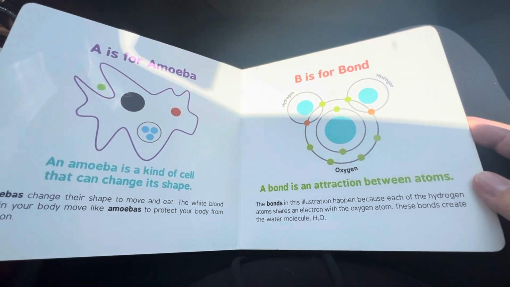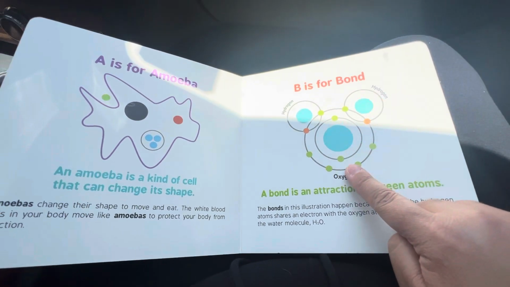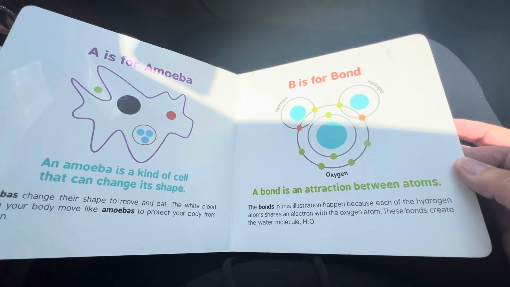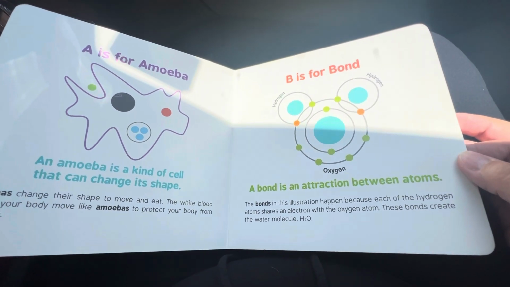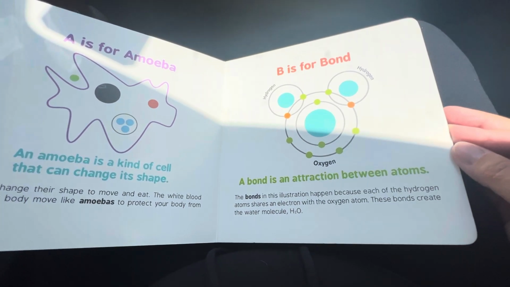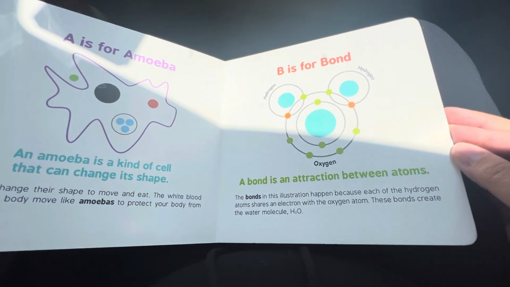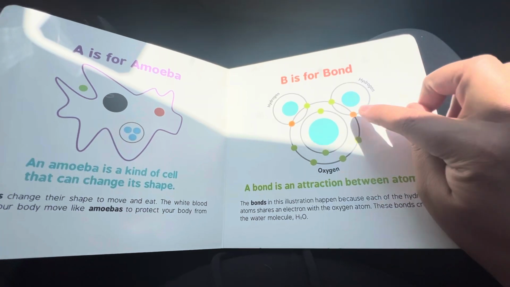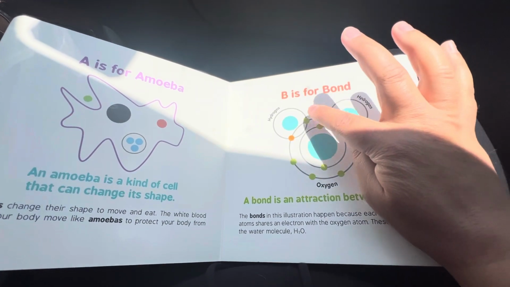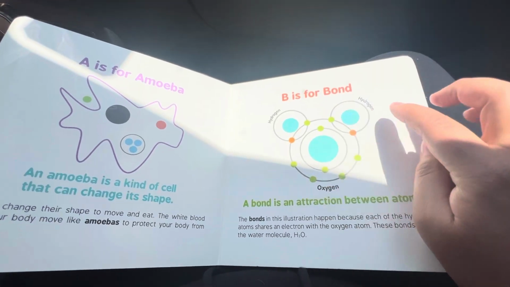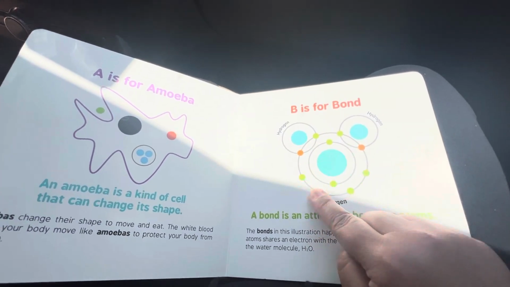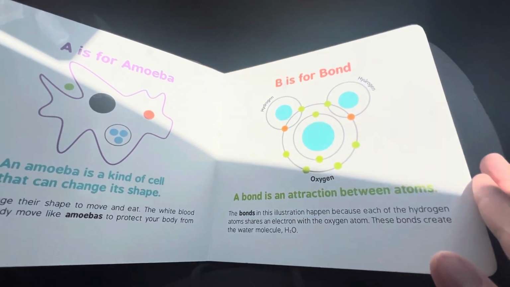B is for bond. Here's hydrogen and oxygen. A bond is an attraction between atoms. The bonds in this illustration happen because each of the hydrogen atoms shares an electron with the oxygen atoms. These bonds create the water molecule H2O. So see, that one is shared, the orange one. And the green ones all started out with either oxygen or hydrogen. So these two started with hydrogen, and these 6 started with oxygen.